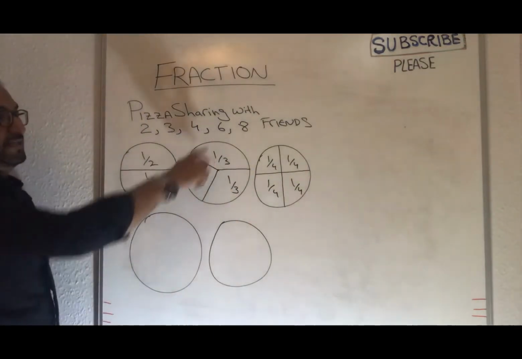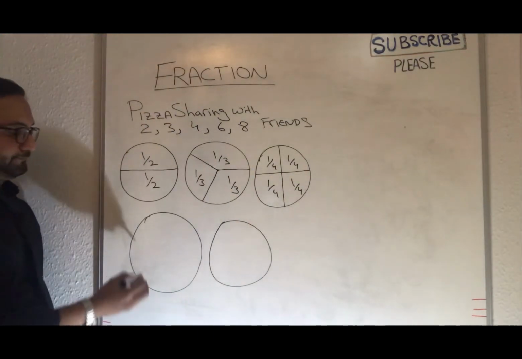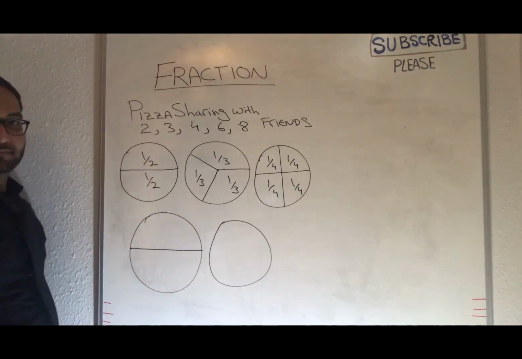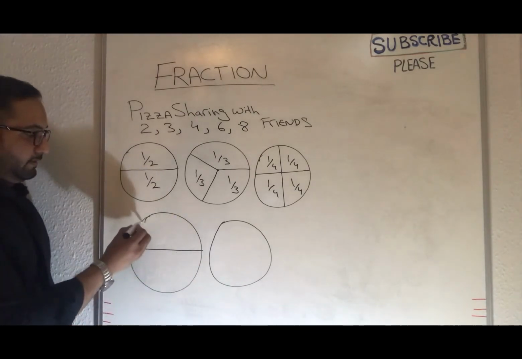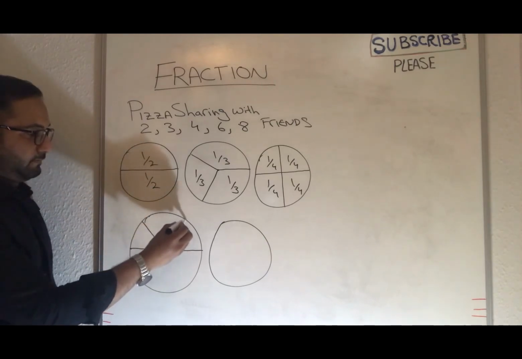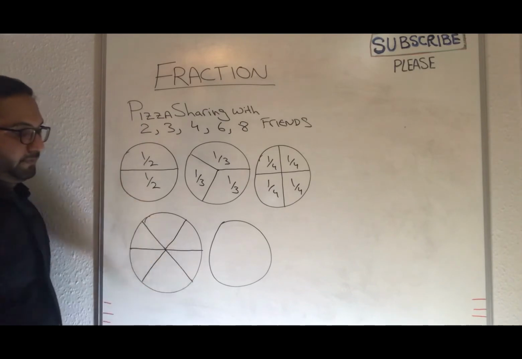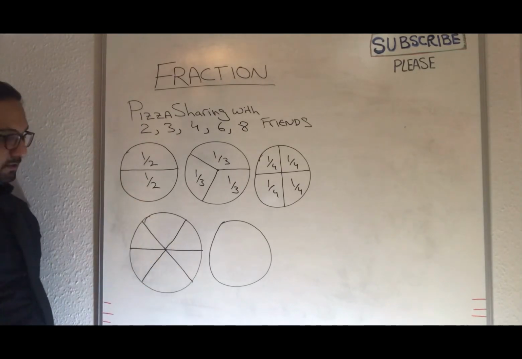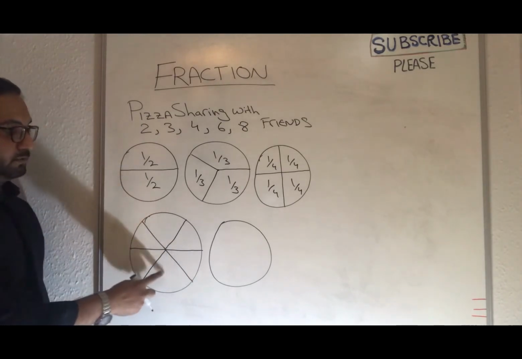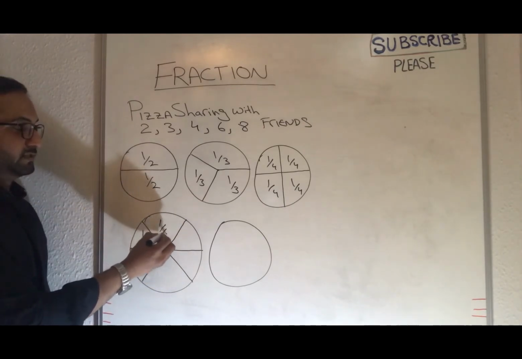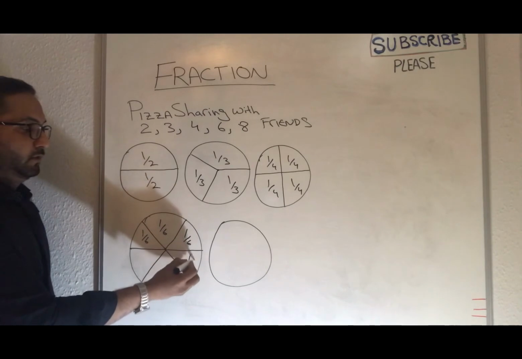If they said into 6 equal parts, then this is a half, and that becomes 6 equal parts. So how many parts in total? 1, 2, 3, 4, 5, 6. So 1 out of 6 each.